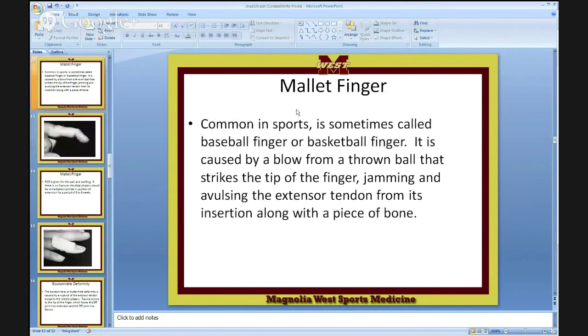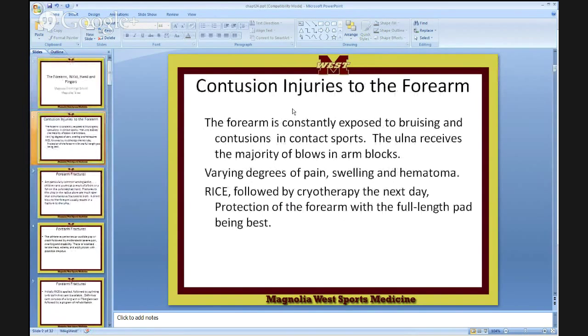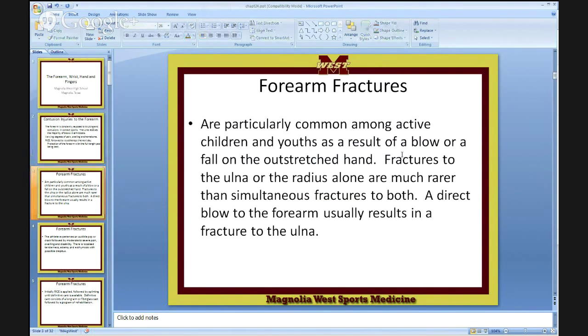There are 10 true-false questions. Let's go all the way up to your front page, slide number 2. What is considered the forearm is consistently exposed to bruising, and what bone receives the majority of blows? The ulna. Remember, the ulna is on the outside. Radius is on the thumb side, so it's the ulna. Don't get it confused with it being radius. Got me? Very good. Slide 3.